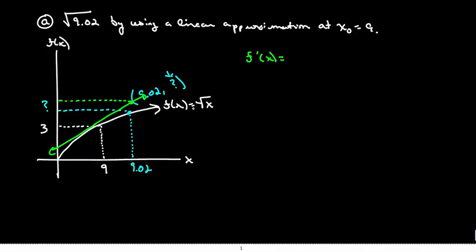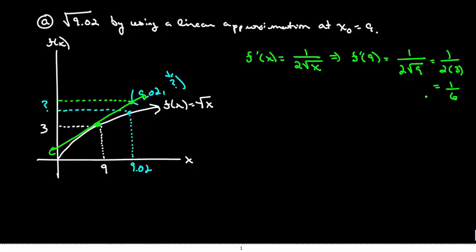The derivative of the square root of x is 1 over 2 square roots of x, which implies that the slope of this tangent line right here at 9, because 9 is the point that I'm going to use for my x value, is equal to 1 over 2 times the square root of 9, which is 1 over 2 times 3, which is 1/6. So the slope of the green line is 1/6.